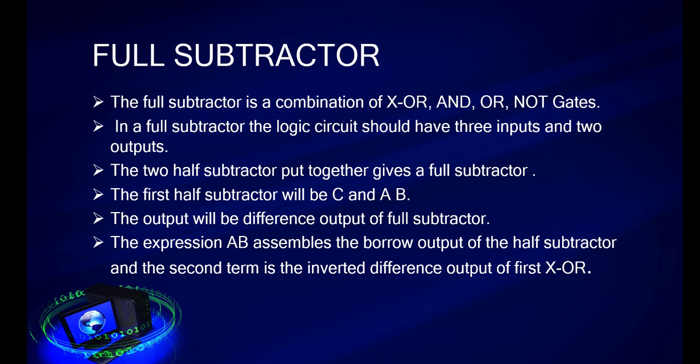Let's move on to full subtractor. Full subtractor is a combination of XOR gate, AND gate, OR gate and NOT gate. A full subtractor has 3 inputs and 2 outputs. Two half subtractors put together give a full subtractor. The first half subtractor will be C and AB. The outputs will be difference and borrow.